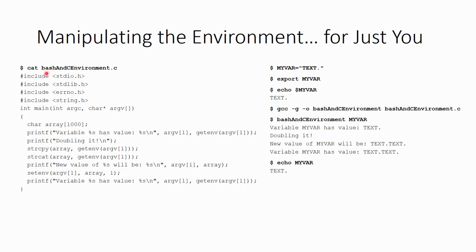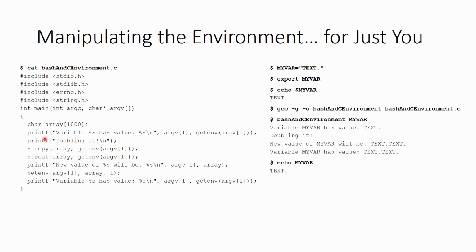Here's our program called bash and C environment.c. It has the standard header files, a main, a character array of 1,000 spaces, and I'm going to say that a particular variable has a value. And the value that I'm looking at here is going to be whatever the user types in. So when you call this thing, so here's an example of it being called over here, you call it and then you pass in the name of some variable. So in this case, the first argument to this printf call is the name of the variable, and then get the environment variable means get the value of that variable and return it as a string, which is dumped into this part here.